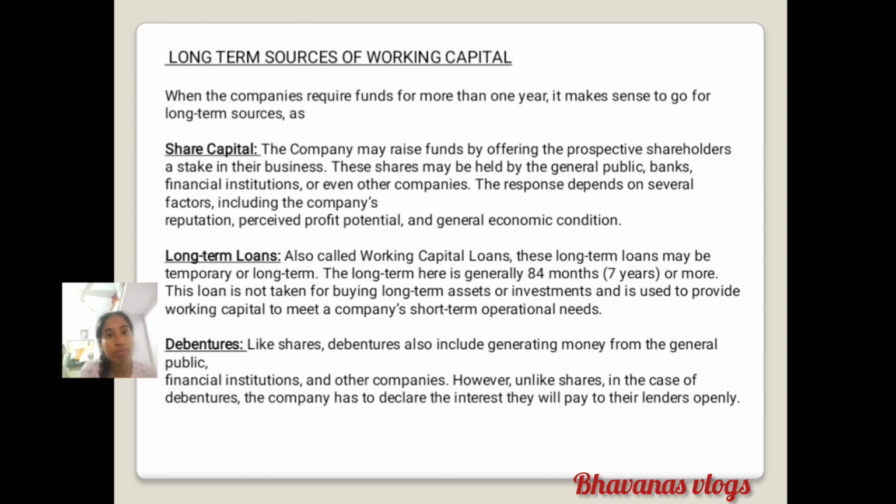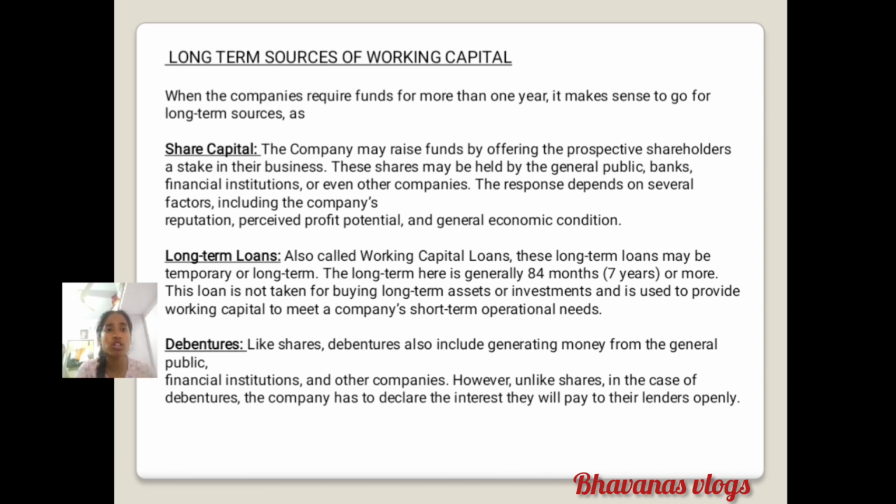Long-term loans can be taken by the company, and that investment is made for the long term, and through the investment we made for the long term, the company should run the day-to-day activities of the business. Next, the third point was debentures.